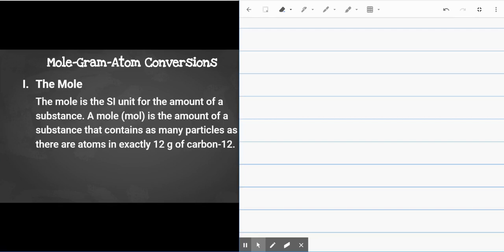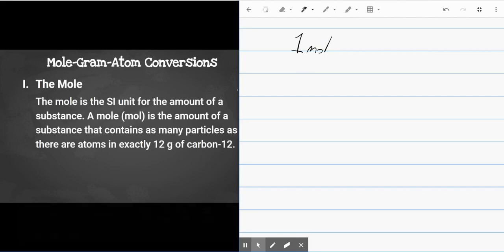Hello, today we're going to go over Chapter 3, Section 3 for Honors Chemistry, and we are going over mole-gram-atom conversions. The mole is the SI, that's International System Unit, for the amount of a substance. A mole is the amount of a substance that contains as many particles as there are atoms in exactly 12 grams of carbon-12. So 1 mole is defined as how many particles or atoms there are in 12 grams of carbon-12.